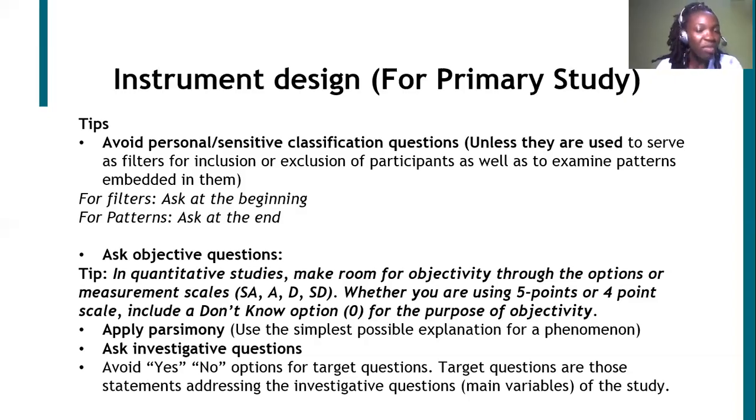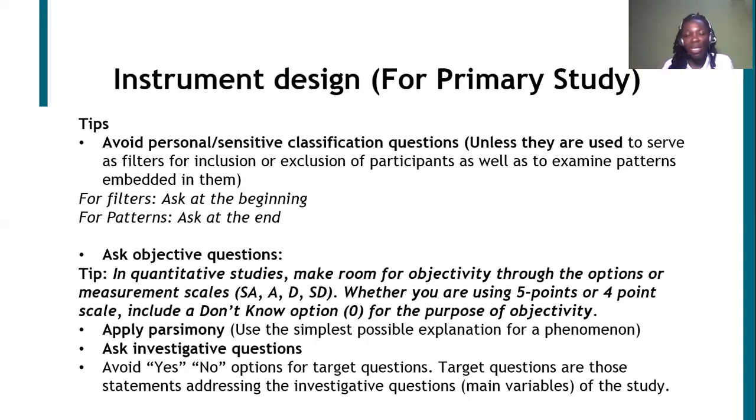For filters, if you want to use such classification questions as a filter, ask them at the beginning. If you are working on a study that is for women, you ask about gender, male or female. If the respondent picks male, then you know that that response is invalid, because it's a male, whereas the study you're working on is for female. So for such reasons, you can ask classification questions at the beginning. For patterns, you can ask them at the end.